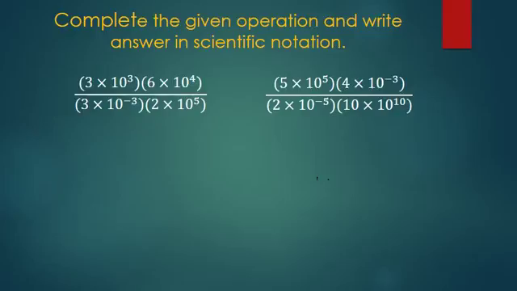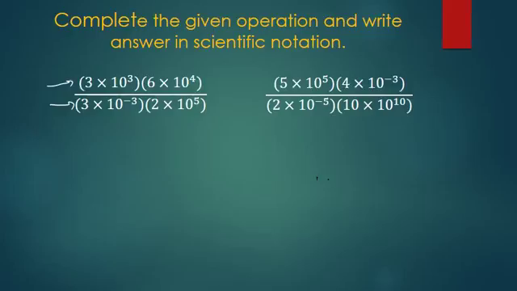I have more operations with scientific notation, but this time I have a combination of operations. So for the first one, I have 3 times 10 to the negative 3 times 6 times 10 to the 4. Okay, that's this part, over 3 times 10 to the negative 3 times 2 times 10 to the 5. All right, so that was the denominator. So I want to combine the numerator first, then I combine the denominator, and last I do the division.